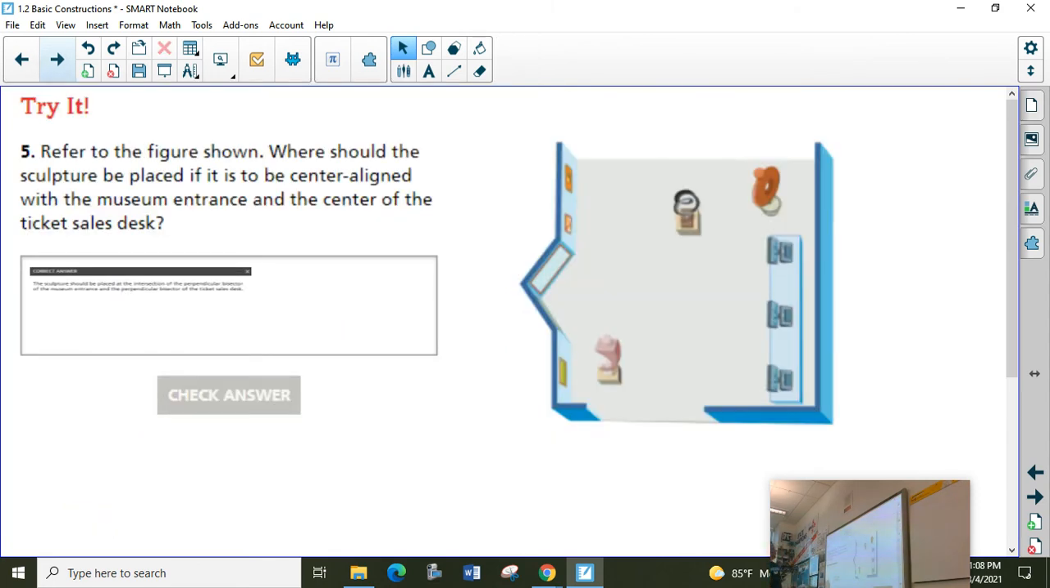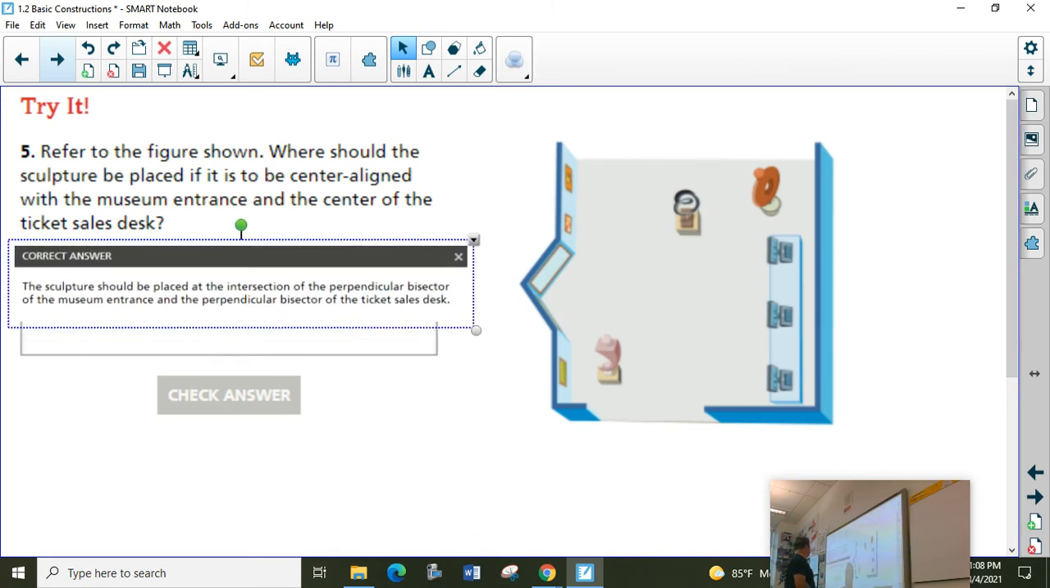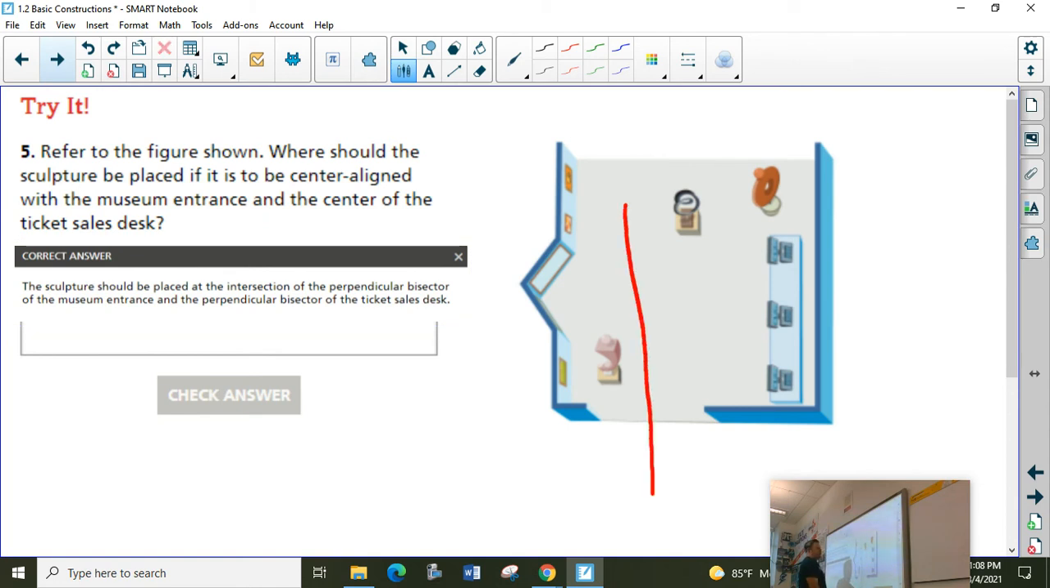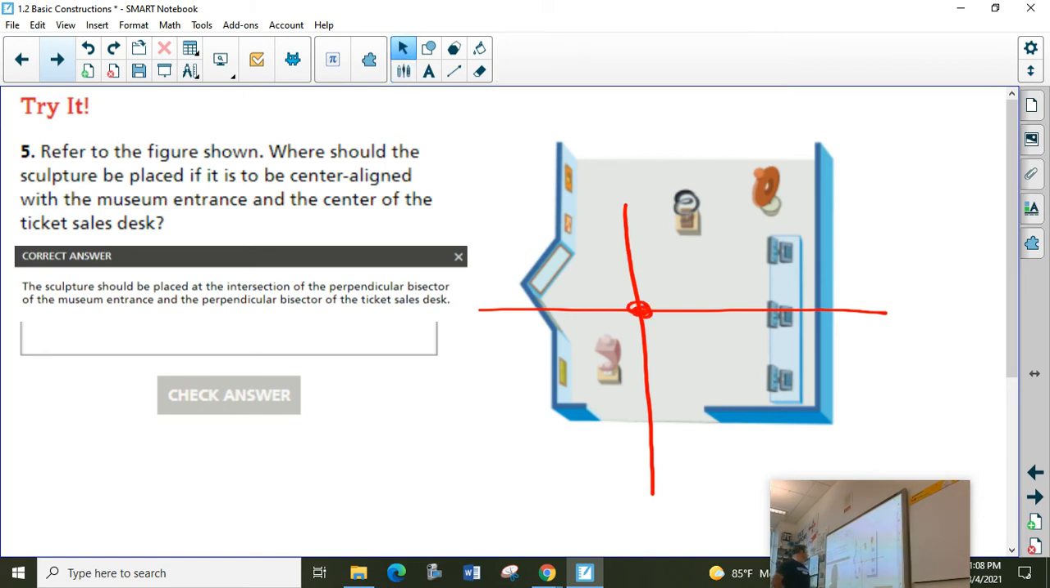This one refers to where the sculpture should be placed if it's center aligned with the museum entrance and the center of the ticket sales. Okay, so you'd have to figure out where that one is. The sculpture should be placed at the intersection of the perpendicular bisector of the museum entrance. If this is the entrance, you would do that perpendicular bisector here, and then figure out where the ticket sales are. The ticket sales look like this is where they'd be. So from here to here, you do another perpendicular bisector, and that's where the sculpture would be, okay?